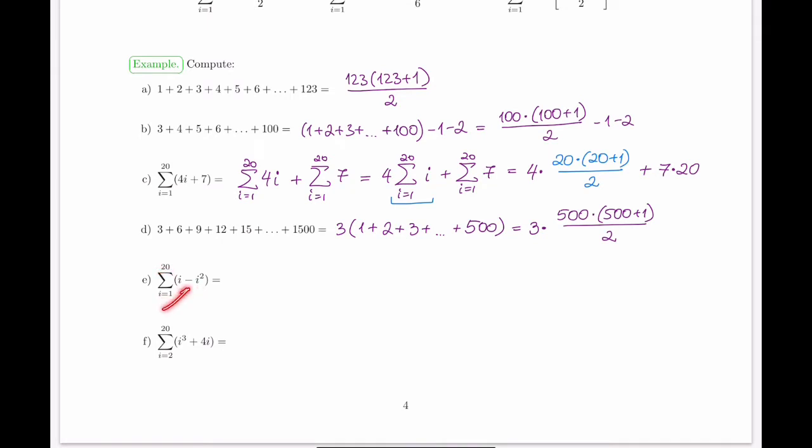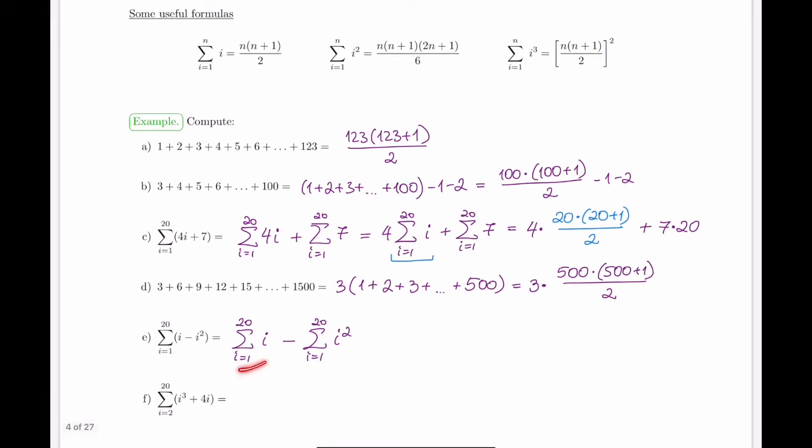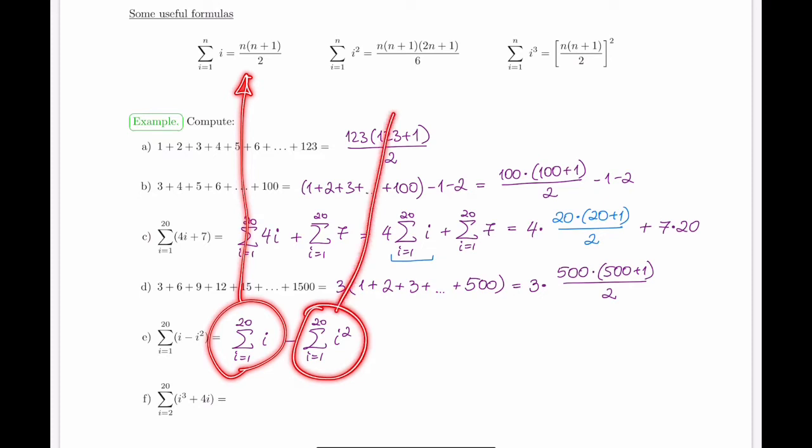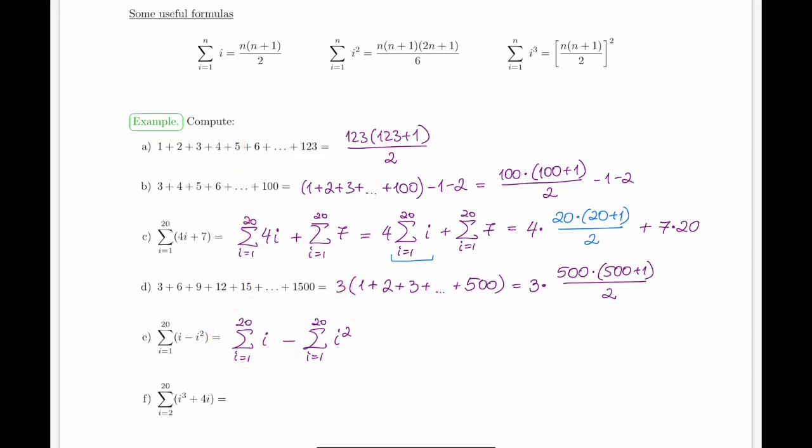So I'm going to break it up into 2 because I don't have a formula for the sum of numbers minus their squares. So I'm going to have the sum from 1 to 20 of I minus the sum from 1 to 20 of I squared. And now I'm again in good shape because the first sum is of the form that I can apply the first formula to, and the second sum is of the form that I can apply the second formula to. So let's see how that works.